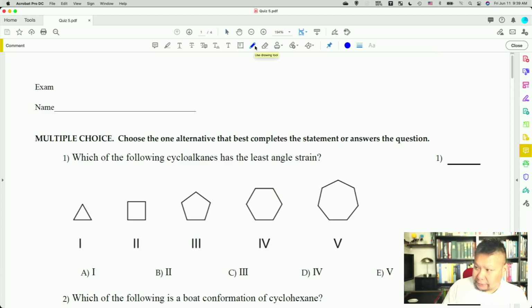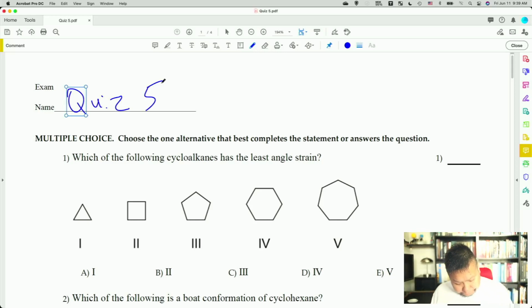So this is quiz 2, and it's a very sunny, bright day today, so that bodes well for your exam. Did I say quiz 2? It's quiz 5.